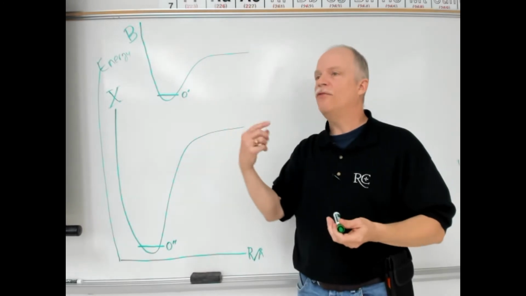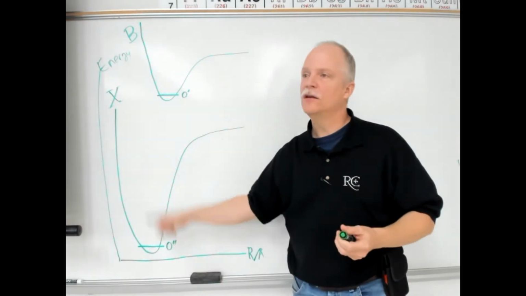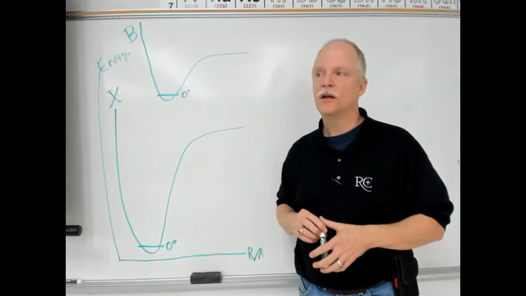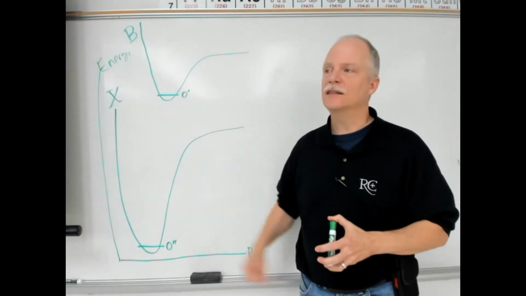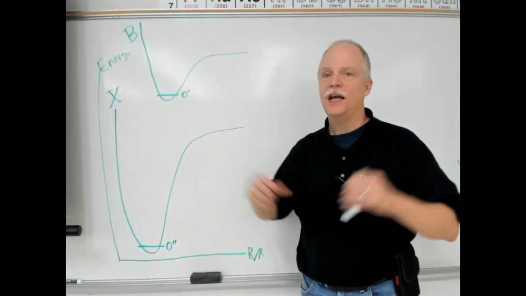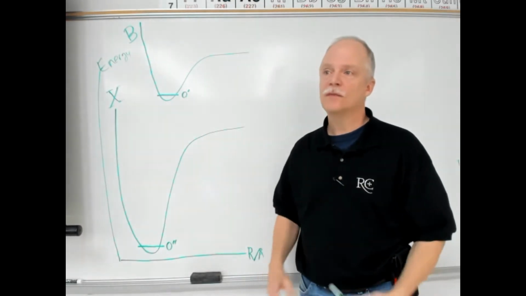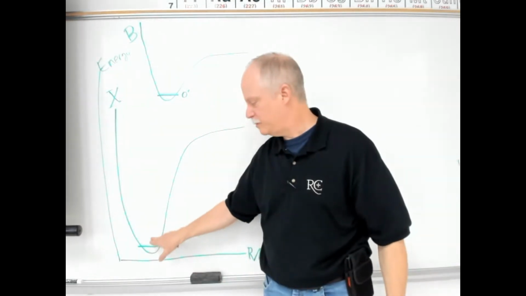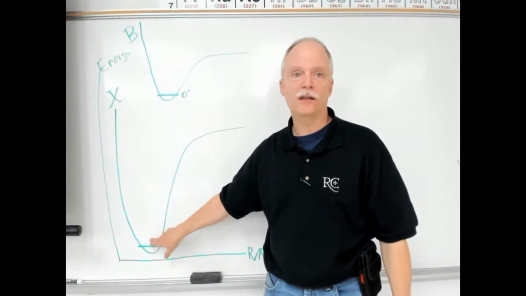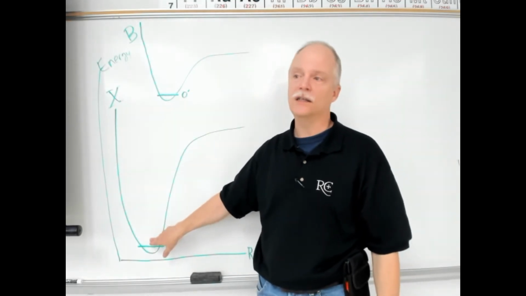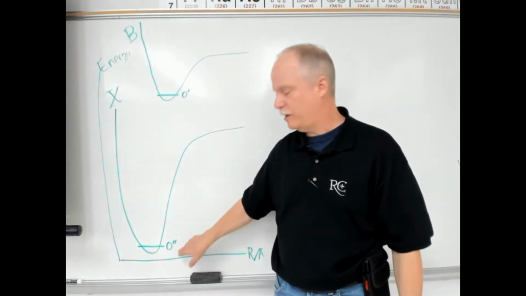Let's talk about how far over. What are the minima here? What's the x-axis? Internuclear distance. So the minima are the bond lengths. The minimum of this potential is the ground state bond length. When I say ground state, I mean ground electronic state, and the ground vibrational state.